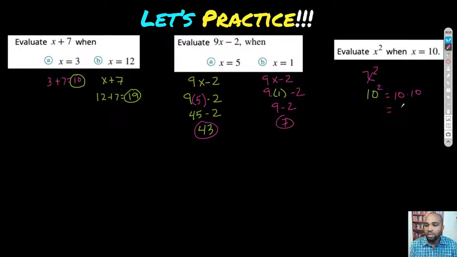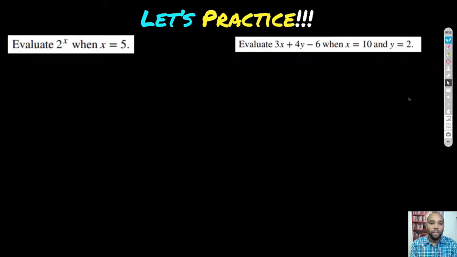10 times 10 is going to give us 100. So the answer to that question in a complete sentence: when x equals 10, x squared will equal 100. All right, moving on to some more practice problems. Let's see if you can try these before I start. You may want to pause it here and see if you get this right.